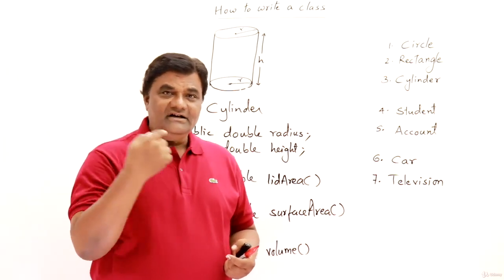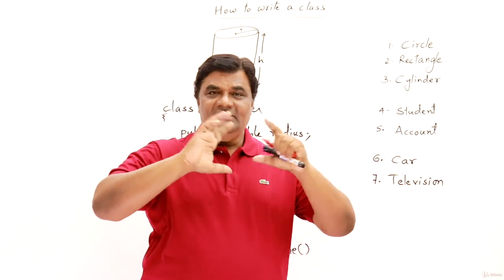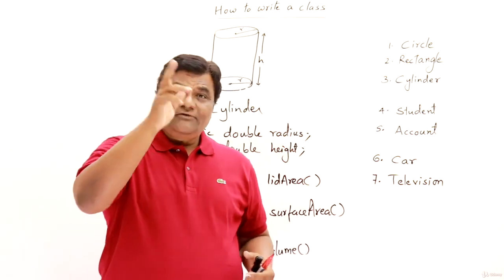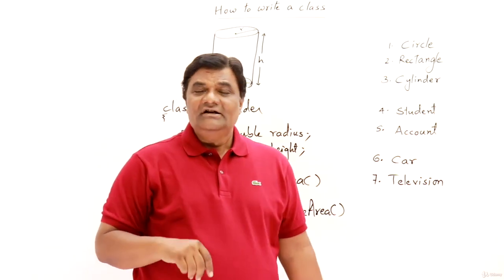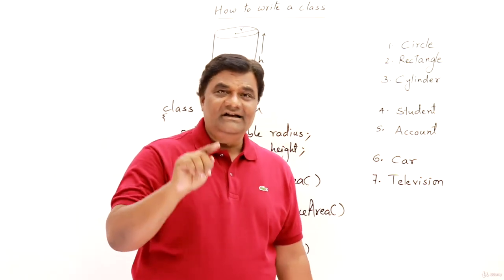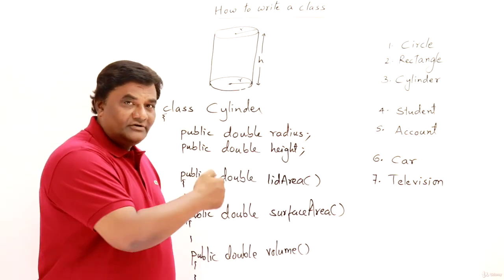And surface area, that is surface area forming a cylinder, and the volume of a cylinder. What is the volume? These are the things you can calculate. So whatever you can calculate, you can make it a method. So look at the class.